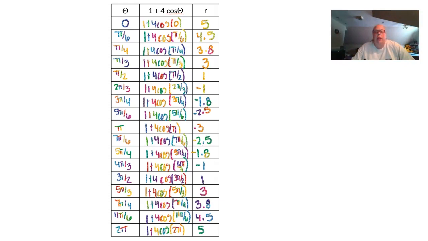All right, and here is my column of r's. Now remember, I'm going to be plotting the point 5 and 0, 4.5 and pi over 6, and so on. So let's go over to the graph and see what that's going to look like.